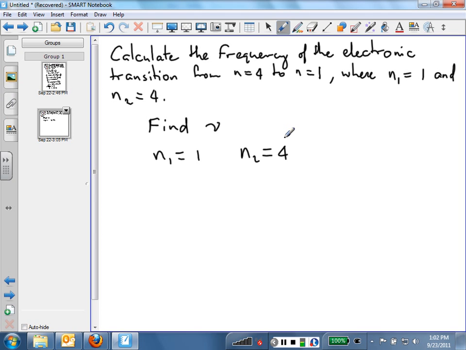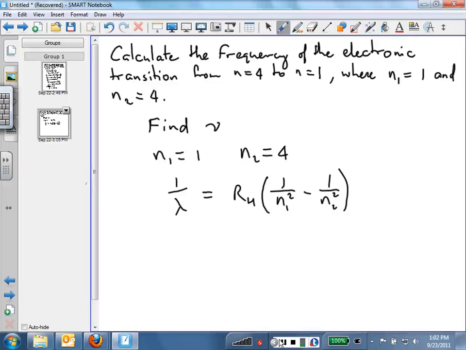We have an equation for n1 and n2, but it does not contain the frequency, but we'll list it here anyway. We're familiar with this equation: 1 over lambda is equal to Rydberg's constant times 1 over n1 squared minus 1 over n2 squared. When faced with a situation in which the path to the answer is unclear, we can try to work backwards and meet somewhere in the middle.